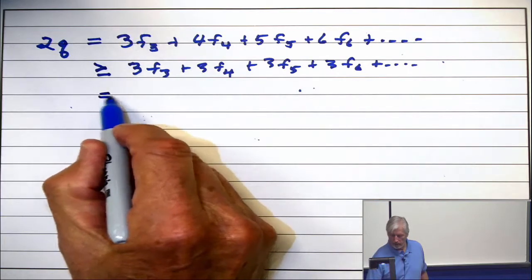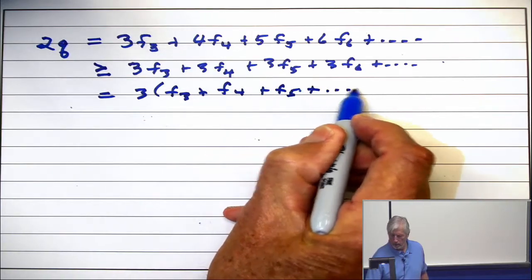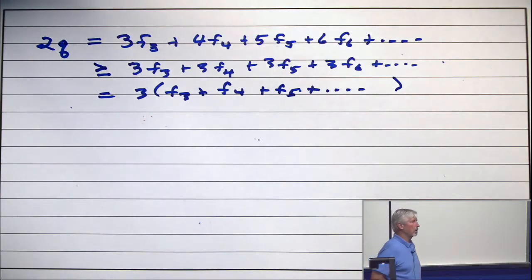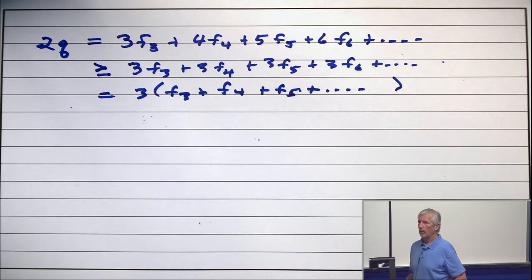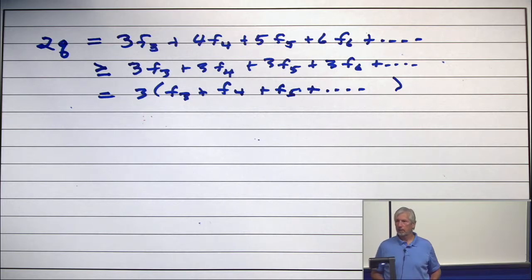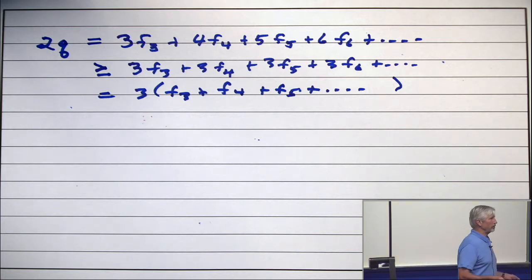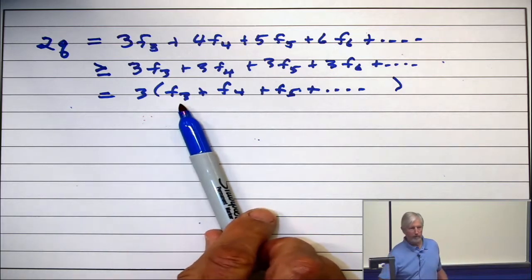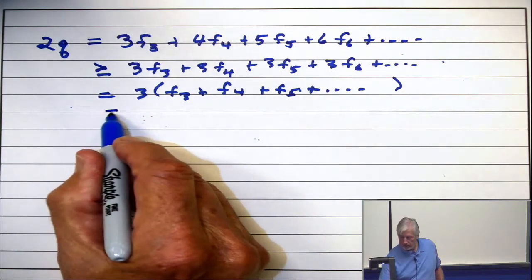Now, factor out the 3. What's that sum? What's F3 plus F4 plus F5 plus etc.? F. You're just counting the faces. All faces can be categorized. They're either 3 faces, 4 faces, 5 faces, 6 faces. You can classify them according to the number of sides they have. So if you take the number of faces which have size 3 and the number of faces that have size 4, et cetera, and add them up, that's just 3F.